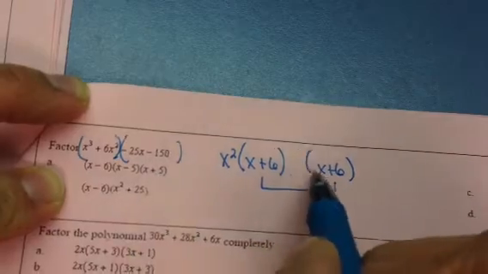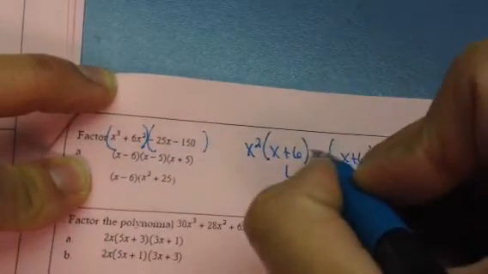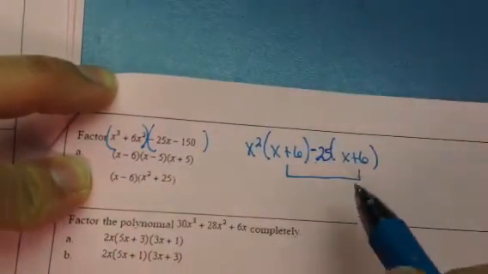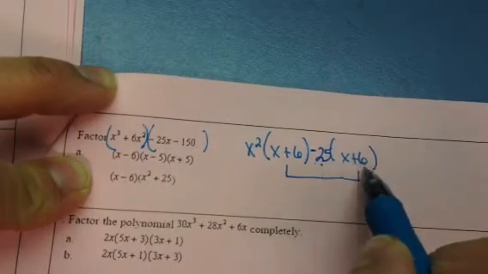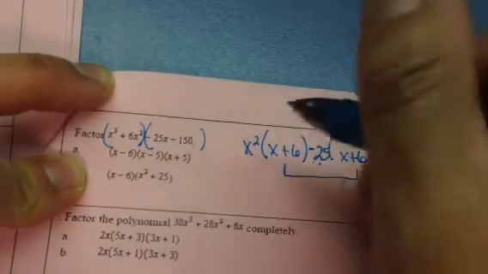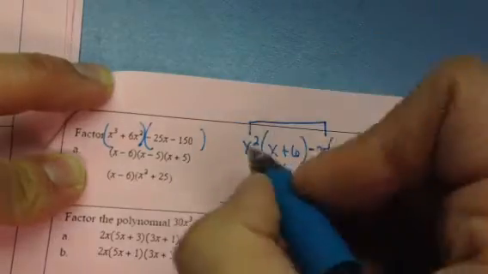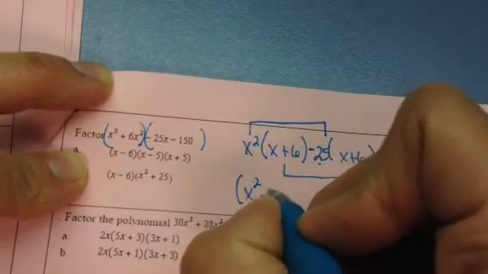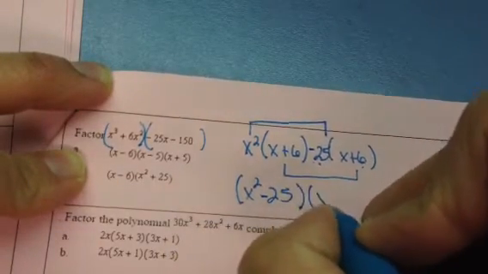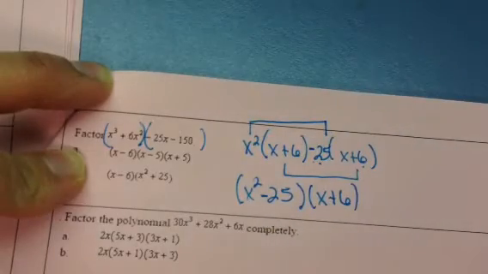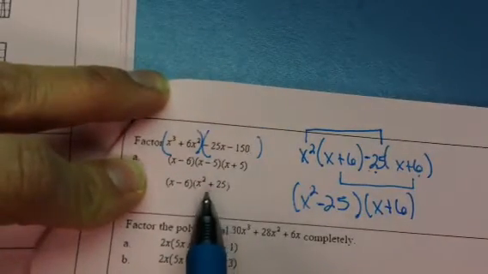So when I go to the next set, I need a matching x plus 6. So what times x gets me to negative 25? Well, that should be a negative 25. And then does negative 25 times 6 get me to negative 150? It does. So right now I'm at x squared minus 25 and x plus 6, but you're going to notice that that is not one of our choices. This is close, but that's not it.